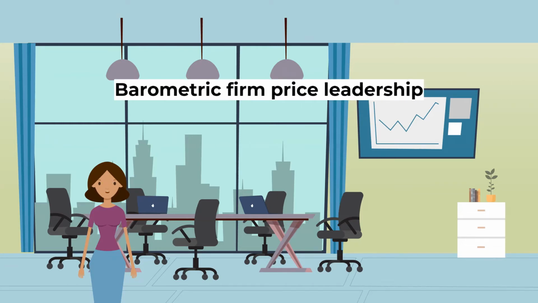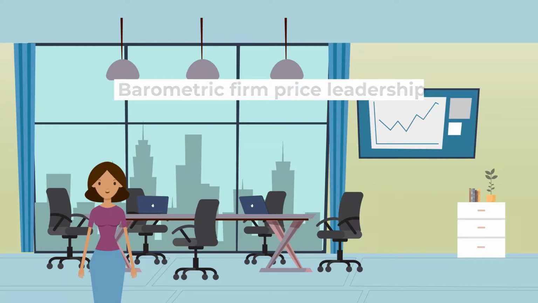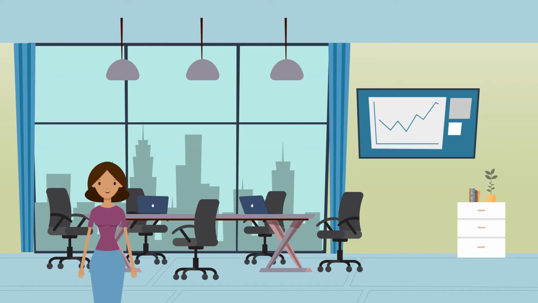Barometric firm price leadership is where a firm develops a reputation for being good at predicting the next move in the industry, and other firms decide to follow their leader. Other examples could be unwritten rules about keeping advertising low or not trying to take each other's customers.